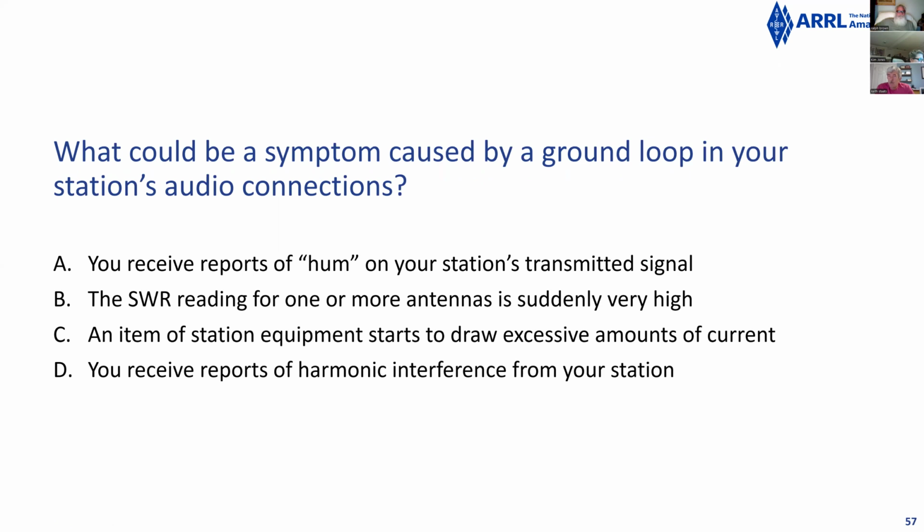Okay, what are the symptoms caused by a ground loop in your station's audio connections? A, you receive reports of hum. B, the SWR reading for one or more antennas is very high. C, station equipment starts to draw excessive amounts of current. Or D, you receive reports of harmonic interference. A. Yep, picking up 60 cycle hum from the house wiring would be A.